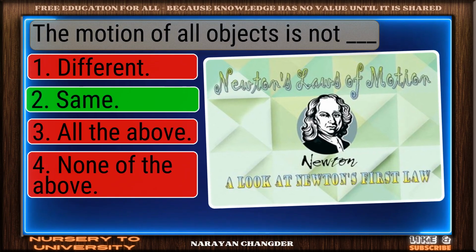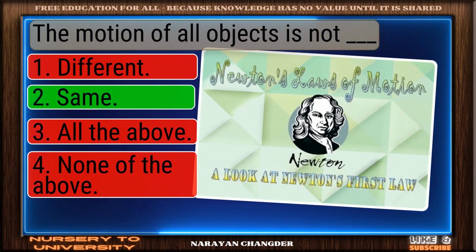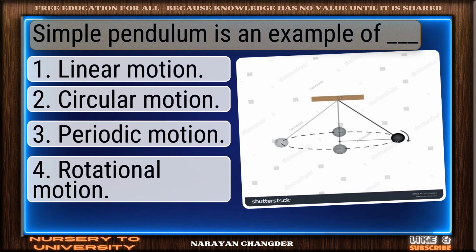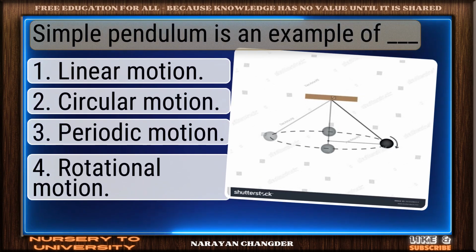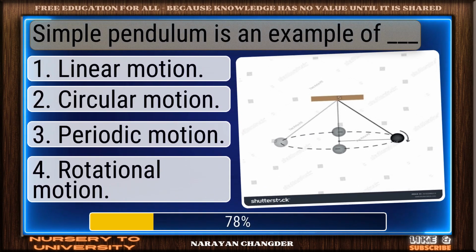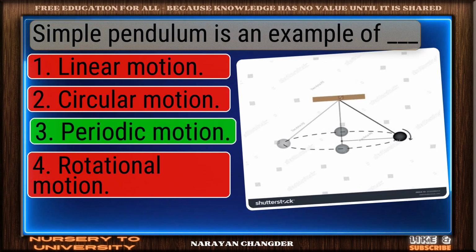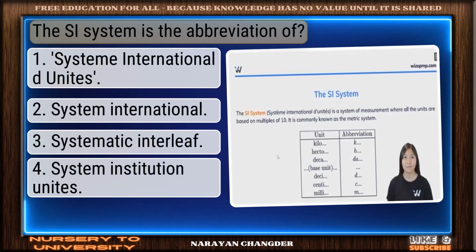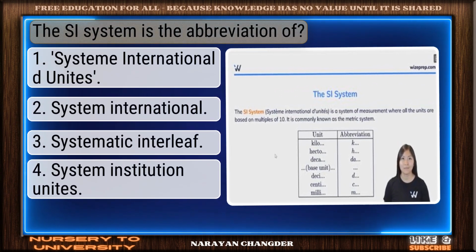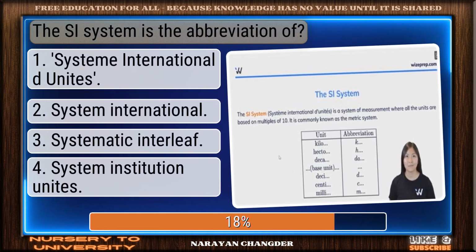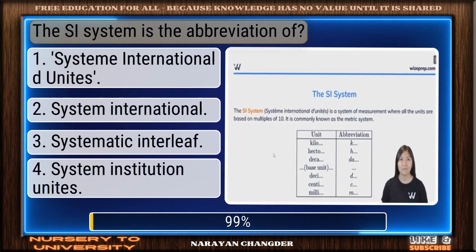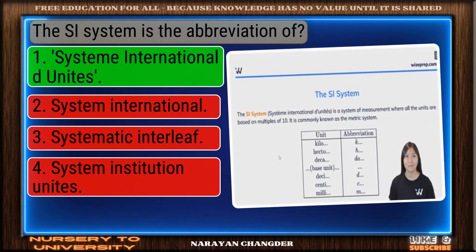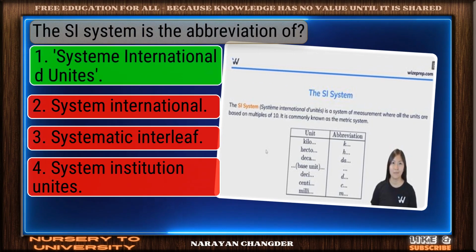Perfect. Same is the correct choice. Question number 124. Simple pendulum is an example of dash. Excellent choice. Periodic motion is the right answer. Question number 125. The SI system is the abbreviation of. Well done. Système International d'Unités is the right choice.